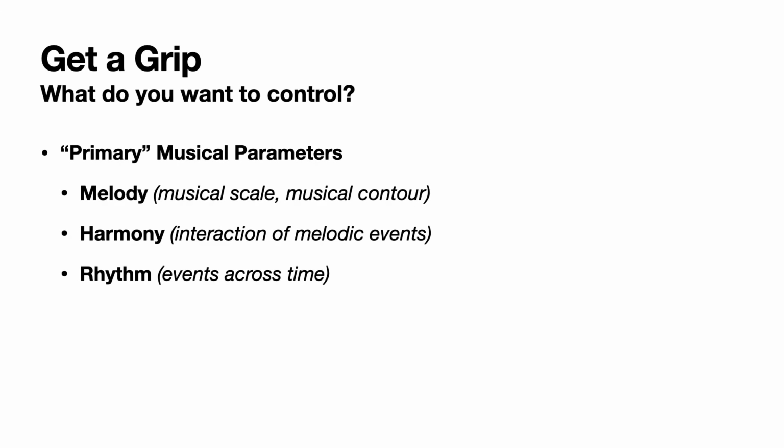What am I controlling when I play? There are primary parameters of music, melody and harmony and rhythm are kind of the main things. You know, the melody, the scale, the musical contour, the way notes move up and down in pitch. Whereas the rhythm is where those note events happen across time and how they're spaced out in some sort of pleasing way. And then the harmony being the interaction of those melodic events, the way they come together.